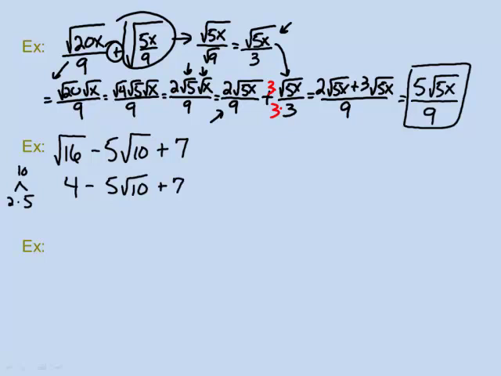Now, at this point, we do have a couple of like terms, which are just constants, so we'll simplify that. 4 plus 7 is 11, and to that we are still subtracting the 5 square roots of 10. These are unlike terms. You cannot subtract those, and therefore this is your final simplified answer.